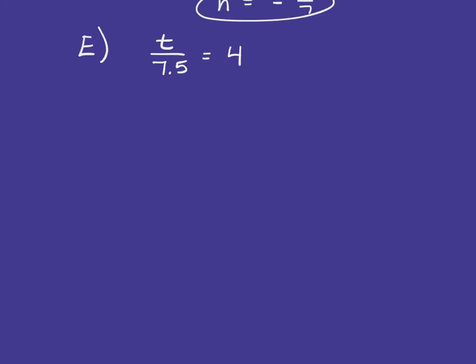So we have the equation t divided by 7.5 equal 4. So we have t divided by 7.5. So we're going to undo dividing by multiplying. So I'm going to go ahead and just rewrite my equation where I have some space. And I'm going to multiply both sides of the equation by 7.5.